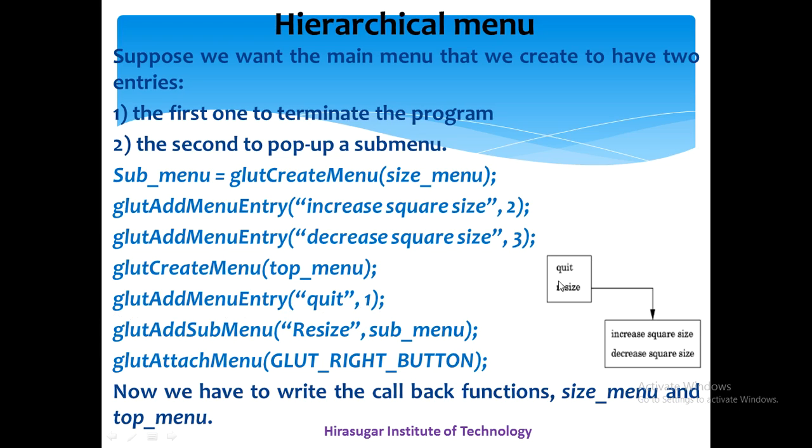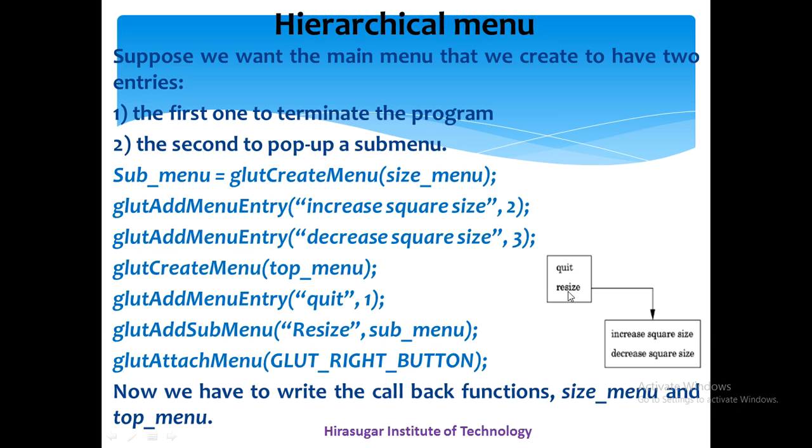Automatically the quit option will be added, but resize I have to add differently, right? That is what glut add sub menu. This is a sub menu, because it is not simple like quit, because if I click here I will get this sub menu. That's why after glut add menu entry 1 is over, then glut add sub menu, where I have given the name as resize. Then what? Submenu ID. The submenu ID I already got here, right? That ID you assign to this.